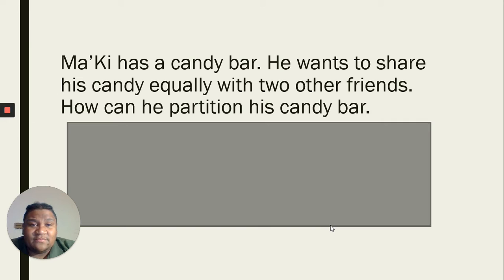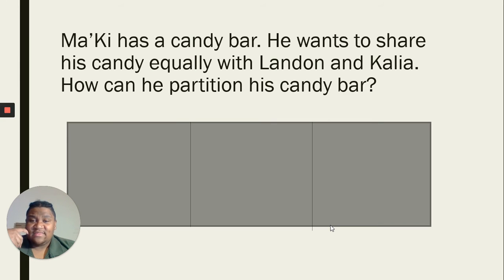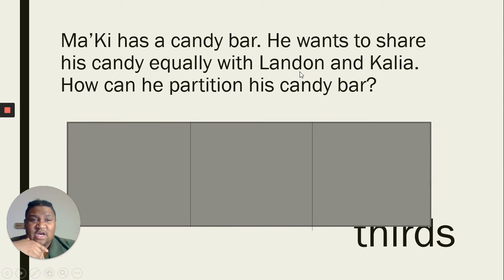He has a candy bar. He wants to share his candy equally with 2 other friends. How can he partition it? So we have Makai and his 2 friends. So they partition it into thirds. All right. So we know that his 2 friends are Landon and Kalia. All right. So what is my fractional unit? I know that my fractional unit would be 1/3.